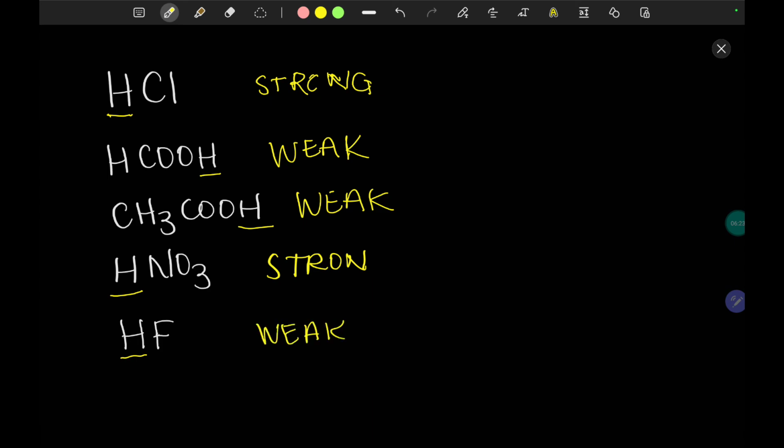Even though fluorine is really close to Cl on the periodic table, because it's smaller, it's going to hold its electrons a little tighter. It's going to hold the proton a little tighter, so it's not going to fully dissociate in water.